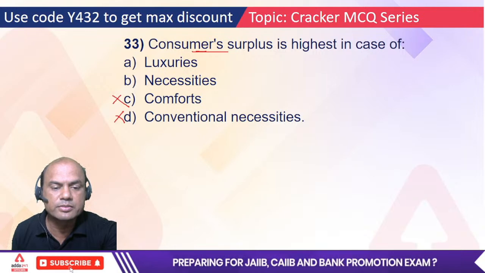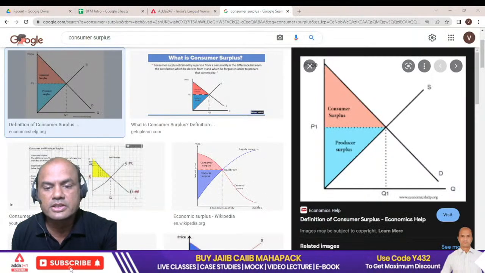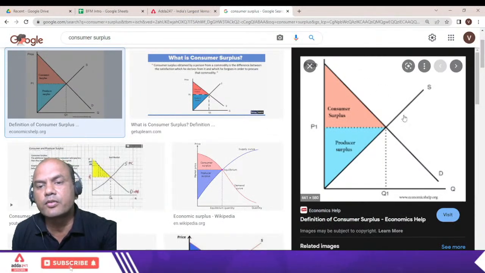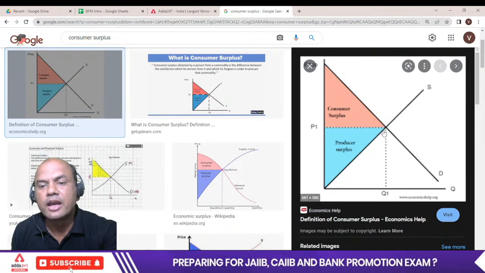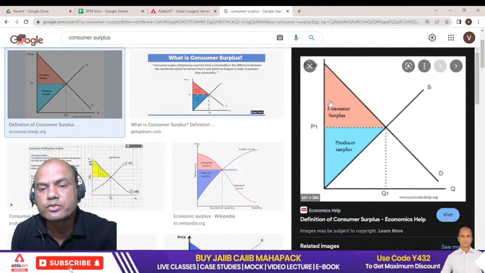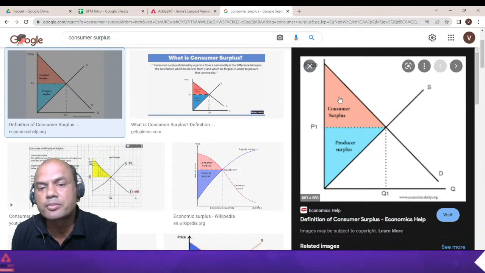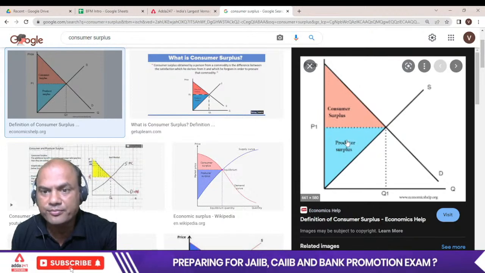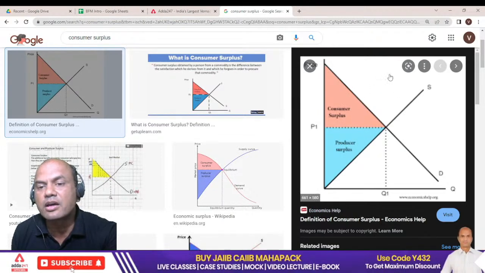Okay, what is consumer surplus? See this over here. This is the law of demand, this is the law of supply, and here this is the equilibrium point. This full above part is known as consumer surplus. This below part is known as producer or supplier surplus.